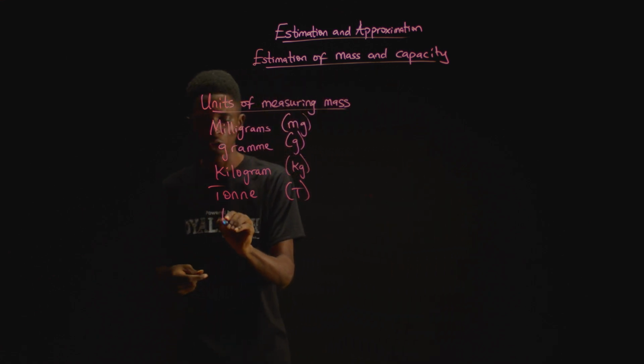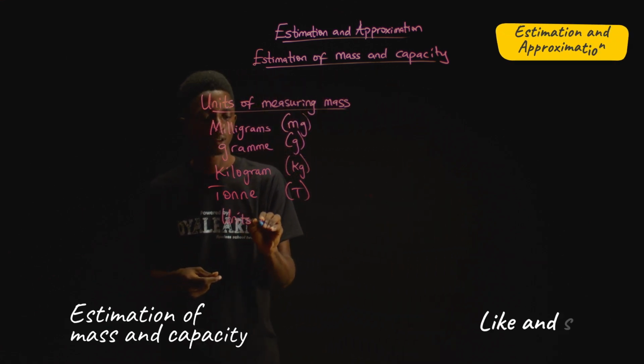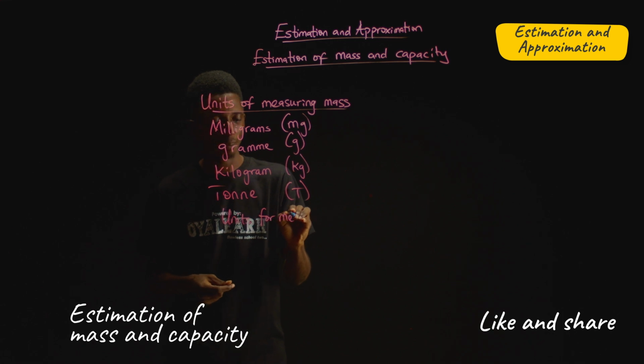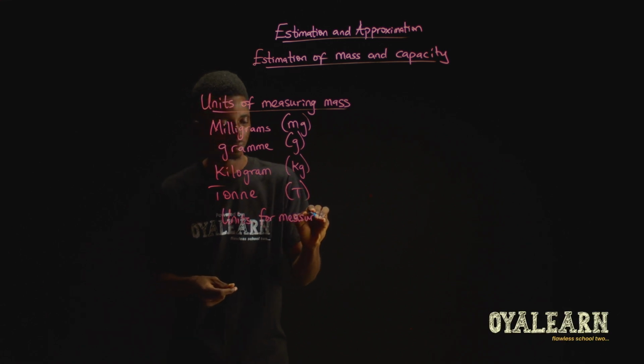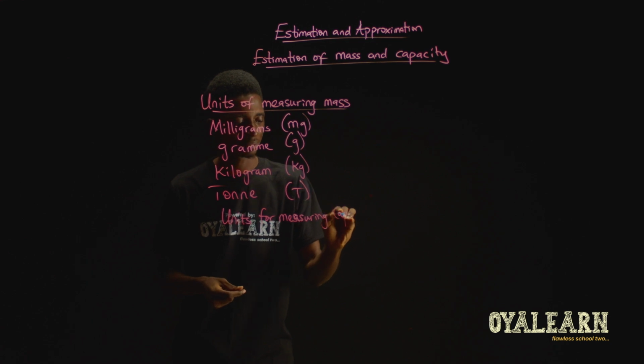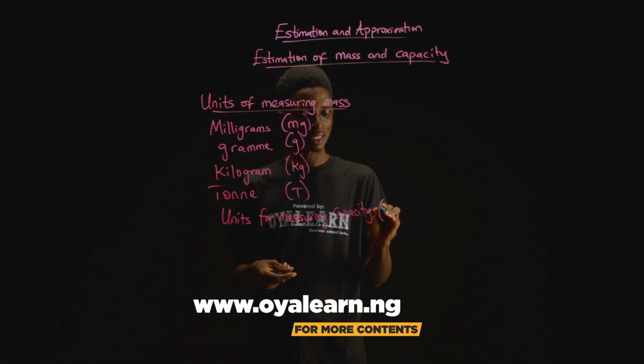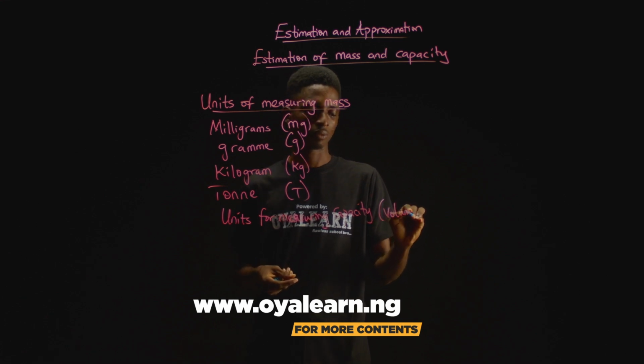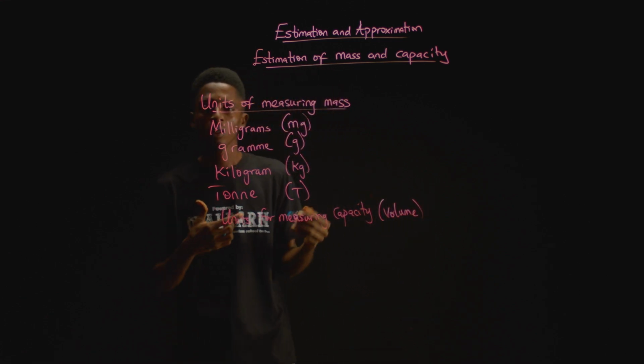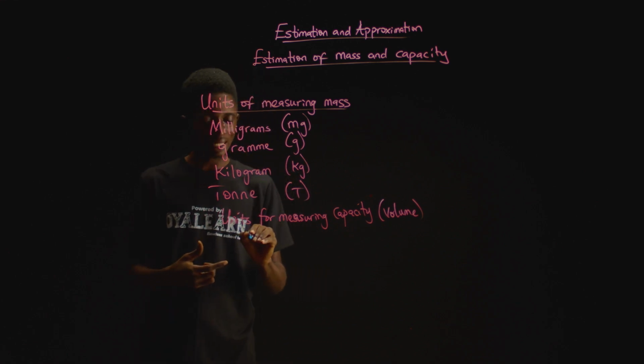So let's look at units for measuring capacity. Do take note that another name we use for capacity is volume. So we use things like milliliters.